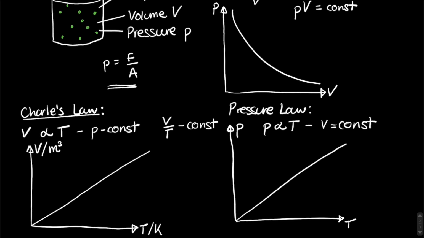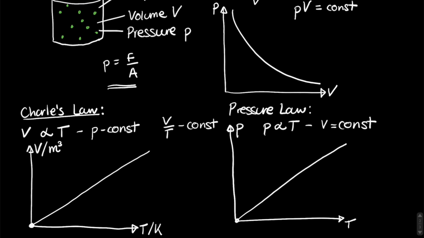With both Charles's law and the pressure law, we can see that if the temperature is 0, then the volume is 0 and the pressure is also 0. They all hit the origin right here, which is a direct consequence of having temperature measured in Kelvin. If you have a temperature of 0 degrees Celsius, that's still 273 Kelvin, so there's still going to be lots of thermal energy, whereas if you measure it in Kelvin, you get a nice 0 point right here.